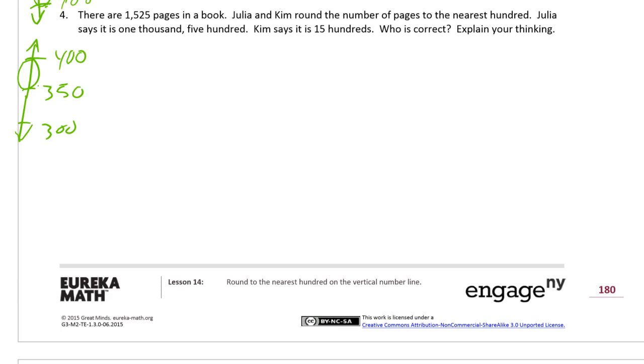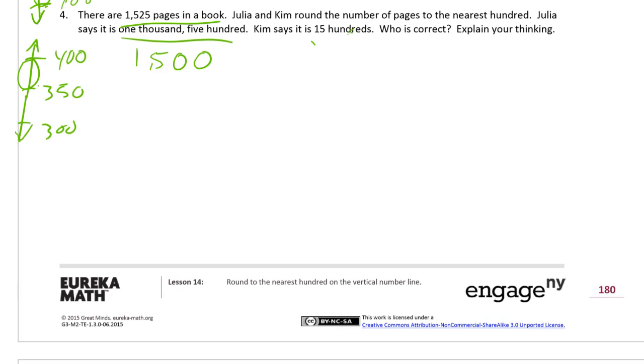There are 1,525 pages in a book. Julia and Kim round the number of pages to the nearest hundred. Julia says it's 1,500. Kim says it is 1,500s. Who is correct?